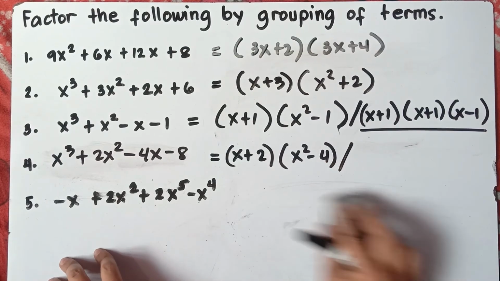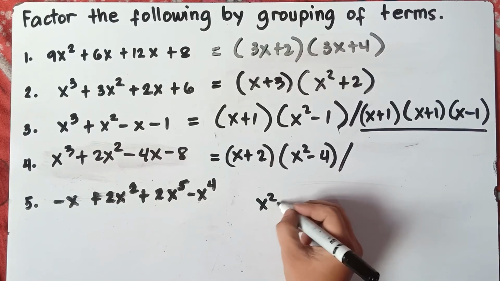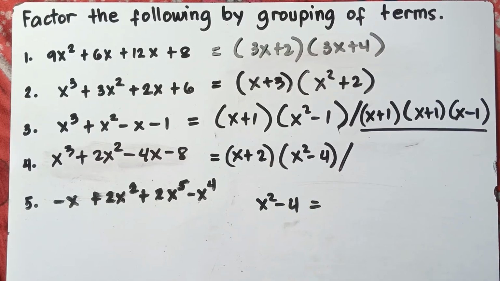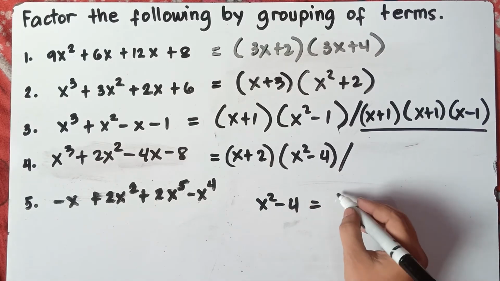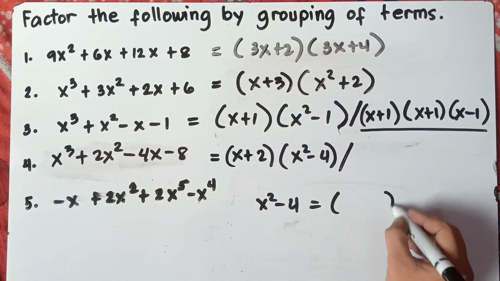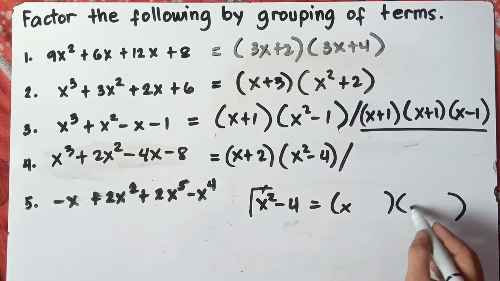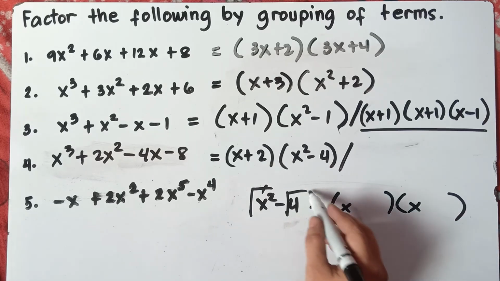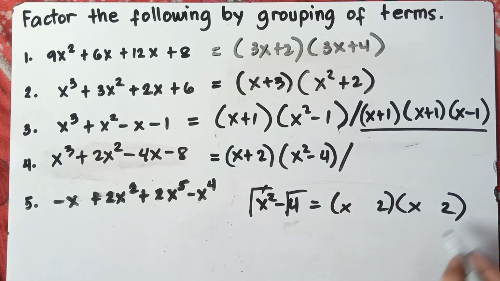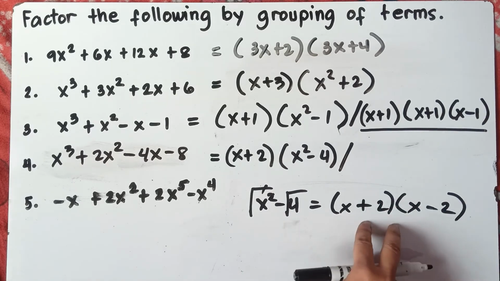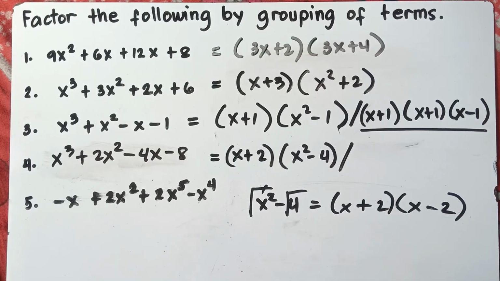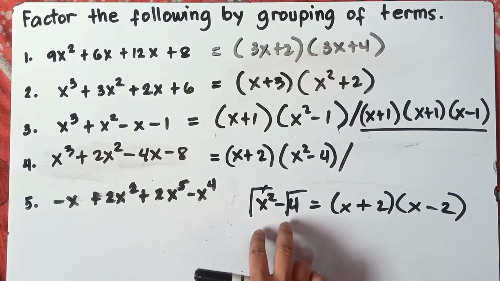So therefore, this x squared minus 4, we can factor this out by, once again, for x squared, you get the square root of x squared, that would be x. You get the square root of 4, that is 2. Then you put plus minus. That's it, class. This will be the factor of this x squared minus 4.